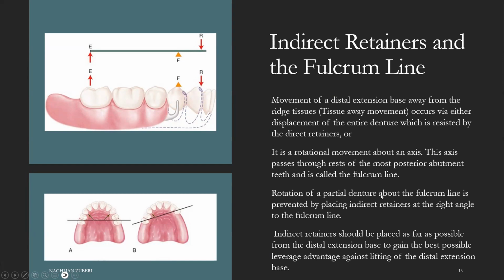Rotation of the partial denture about the fulcrum line is prevented by placing the indirect retainers at a right angle to the fulcrum line. But in this situation, the right angle is going between the two central incisors. Hence, we are going to use both the canines for that purpose. Indirect retainers should be placed as far as possible from the distal extension to gain the best possible leverage advantage against lifting of the distal extension base.